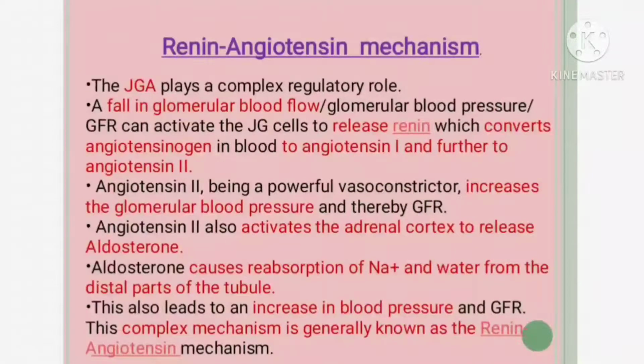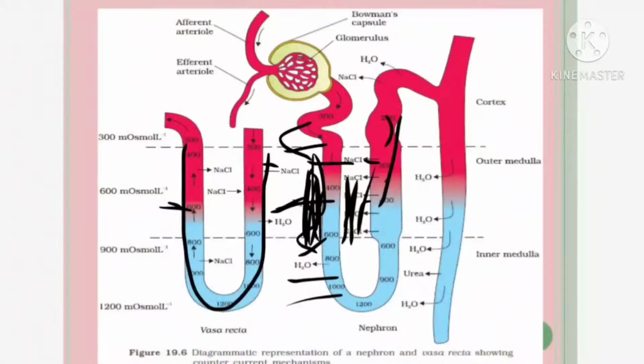Another mechanism by which the kidney regulates urine formation is the renin-angiotensin mechanism. So, what is the renin-angiotensin mechanism? Listen very carefully. In this mechanism, there is a group of cells present. You can find the structure of the Bowman's capsule. This is the glomerulus, isn't it? And this is the afferent arteriole, and this one is the efferent arteriole.